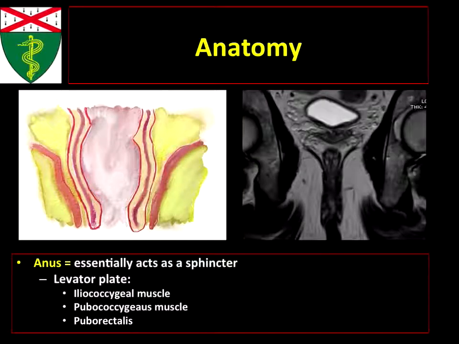I don't need you to differentiate those muscles. You may need to know them for multiple choice exams, and you'll memorize them when you need to. But understand that there's something called a levator plate that consists of these muscles, and it is seen when you go more cephalad from the external sphincter to the puborectalis, and now you get into the levator musculature up here.